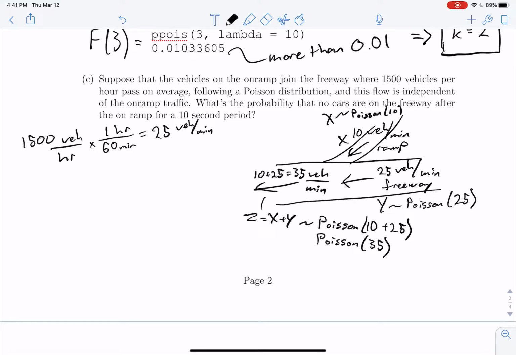Okay. Now we can calculate, but we're still not there yet because we're asking what's the probability that no cars are on the freeway after the on-ramp for a 10-second period. Okay. So all of these other calculations were for minutes. So we need to convert to a 10-second period.